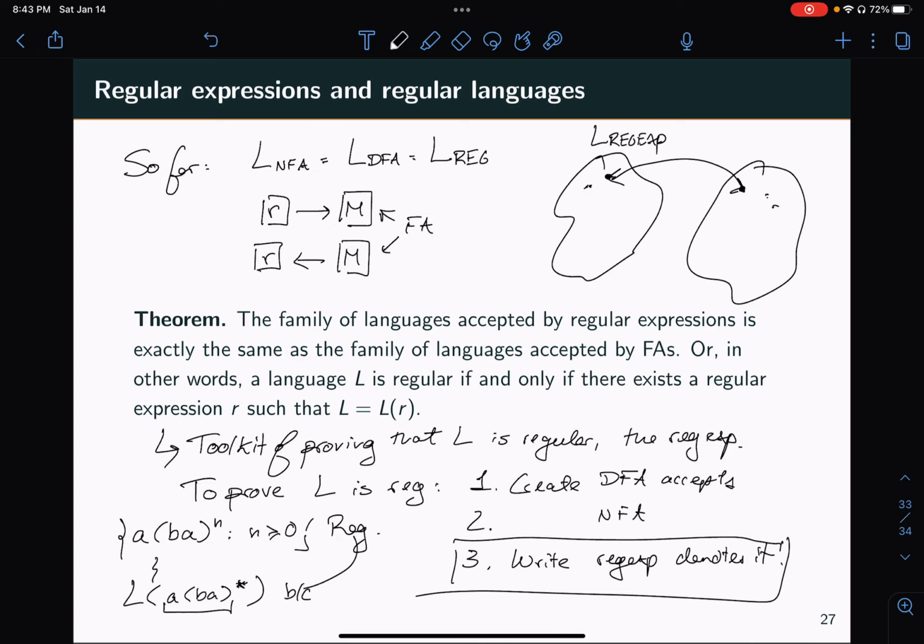Because this language contains strings that start with an A and then are followed by a sequence of BAs. And this is the pattern that's identified by the regular expression. It says, I'm looking for something that starts with an A and then is followed by any number of BAs in a row, right? And so this is a nifty final result related to the regular expressions.